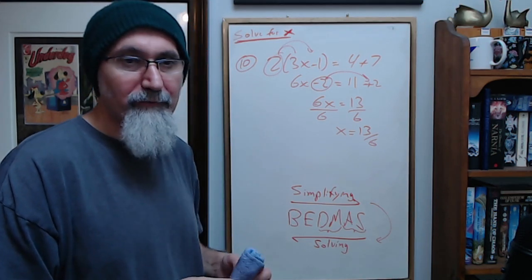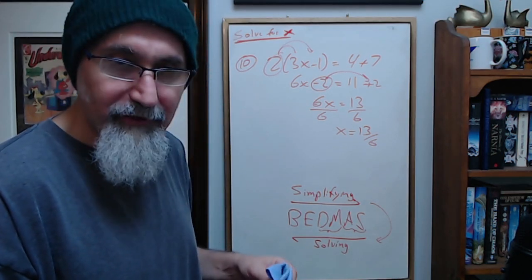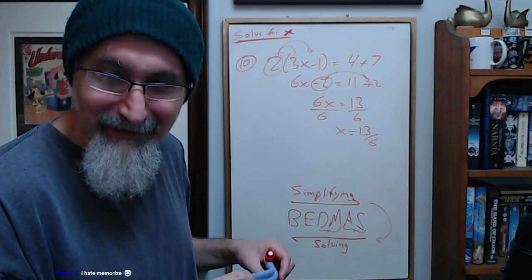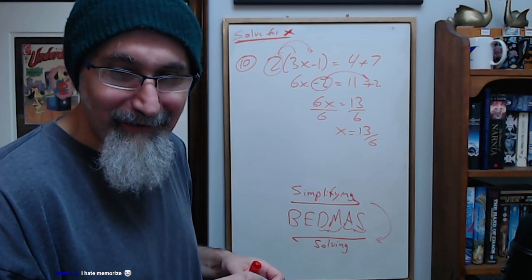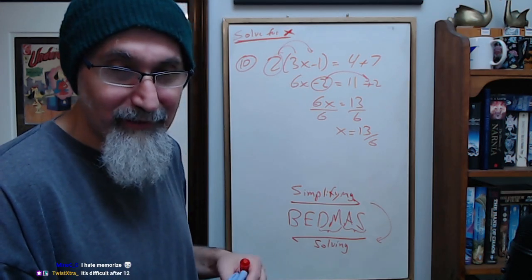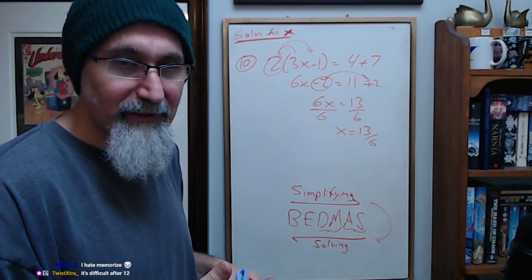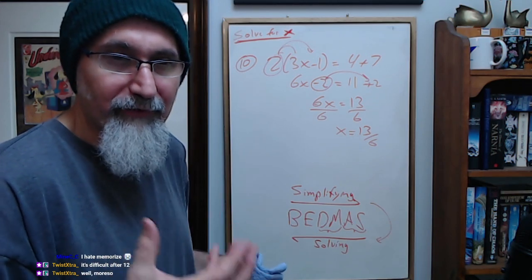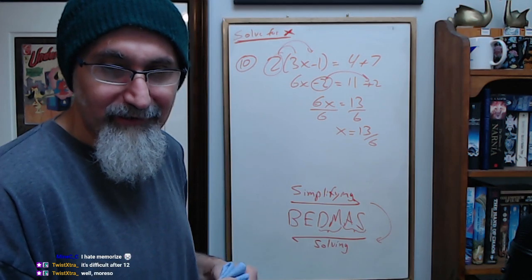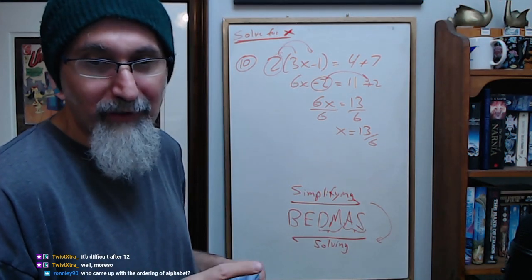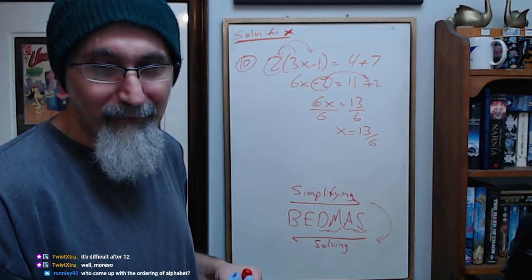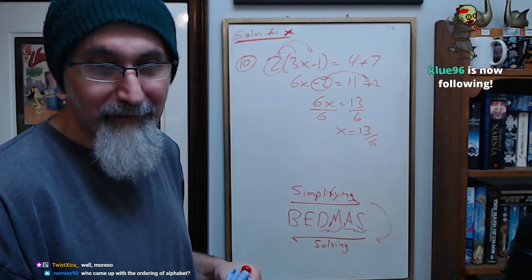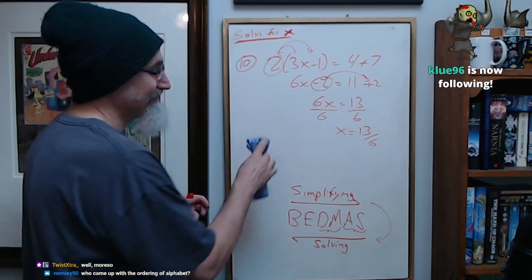Yeah, at some point we memorized A, B, C, D, E, F, G, H, I, J, K, L, M, N, O, P, Q, R, S, T, U, V, W, X, Y, Z. Right? At some point we had to memorize it. But once you end up using it a lot, it's just part of your dialogue, right? It's difficult after 12. I don't memorize after 12. Who came up with the ordering of alphabet? I don't know.